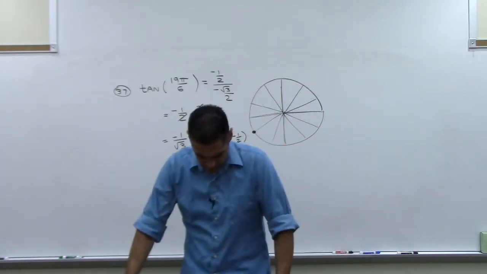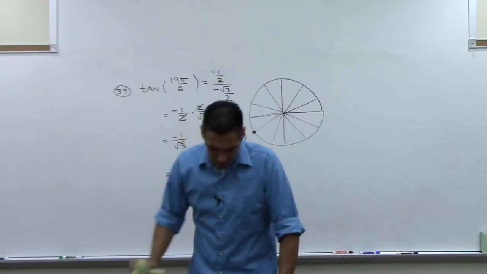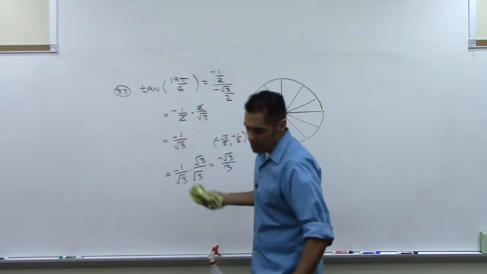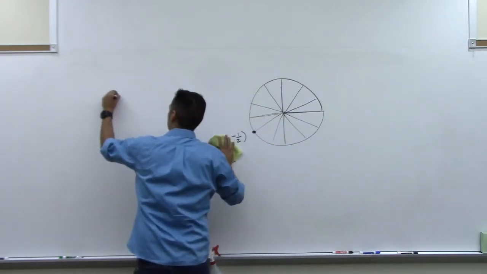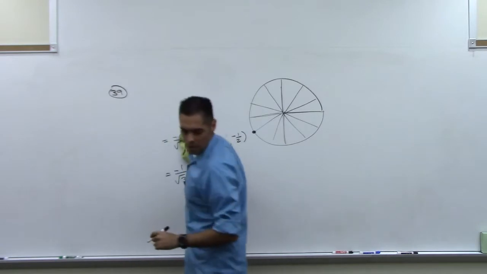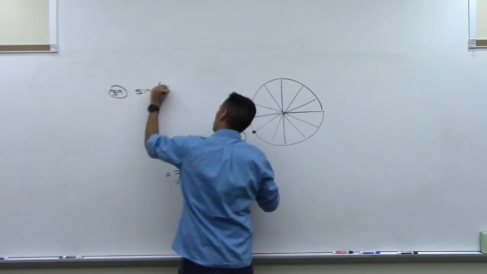All right, number 39. Use the even and odd properties to evaluate the following. We want to know what sine of negative 60 degrees is. So no calculators.